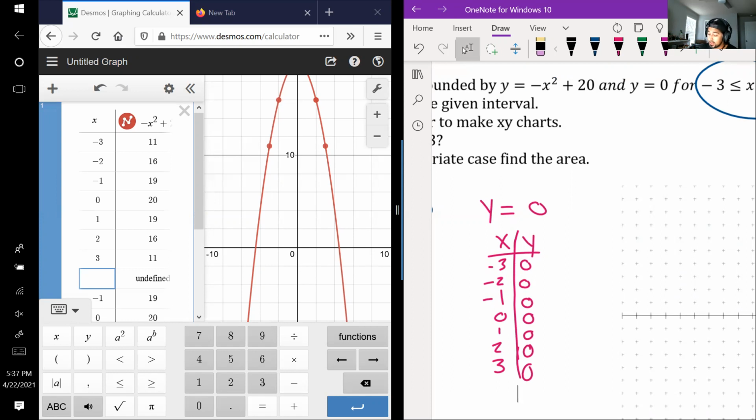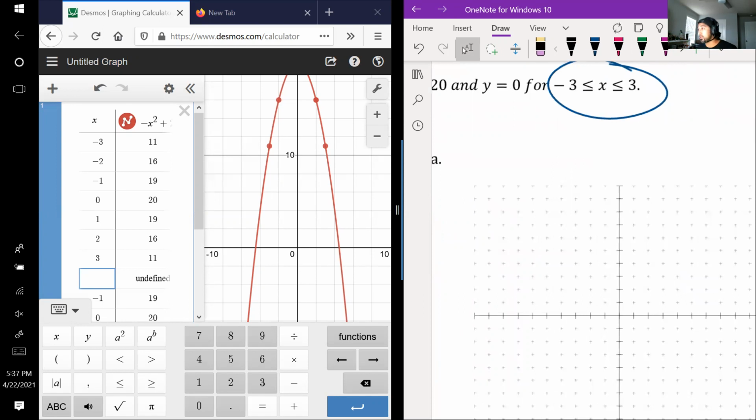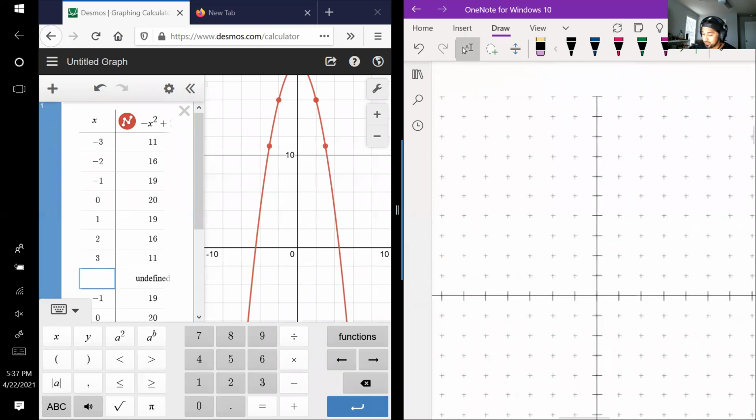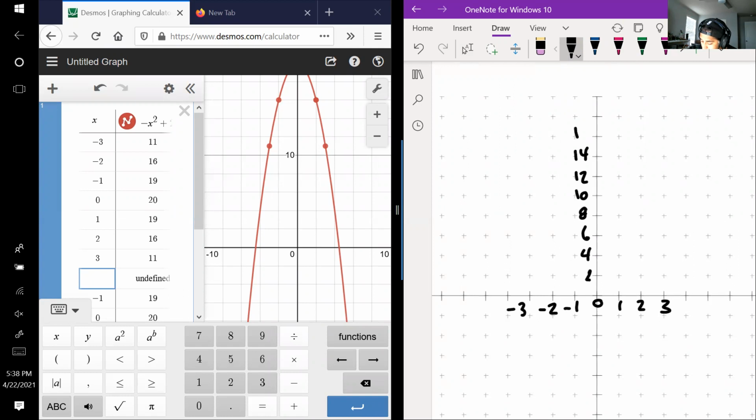And again, we're using that interval above, -3 to 3. So let me go ahead and make my intervals appropriate. Here is -3, -2, -1, 0, 1, 2, 3. And the highest I go is 20. So for my y values, I'm going to go by 2s. 2, 4, 6, 8, 10, 12, 14, 16, 18, and 20.